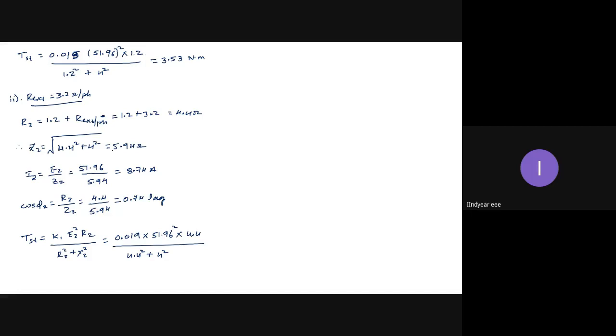That is 6.38 Newton meters. So by adding the external resistance in the rotor circuit, I am improving the starting torque. Okay, I am increasing the starting torque. Move to next example.